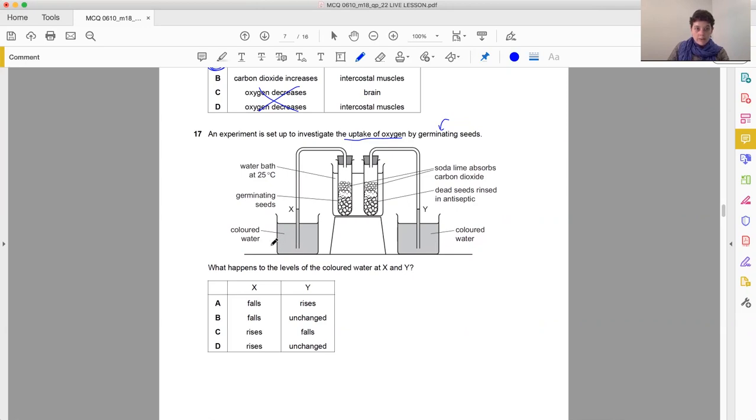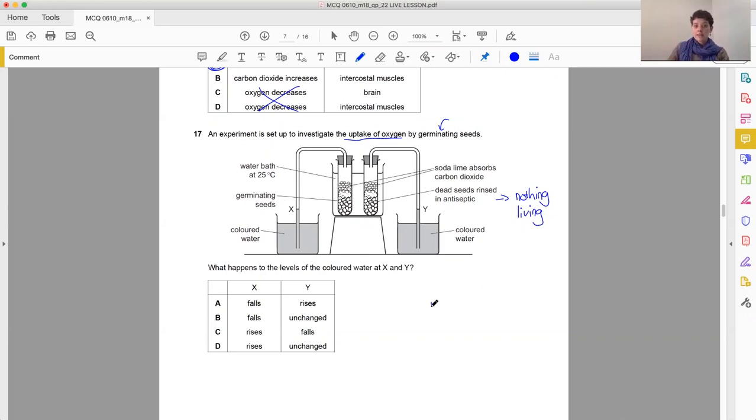On the left-hand side, we've got germinating seeds, and they're in a water bath at 25 degrees C. On the right-hand side, we've got dead seeds that are rinsed in antiseptic, so there's nothing living here. We've got soda lime absorbing carbon dioxide in both sides. So in this case, there's not going to be any output of carbon dioxide affecting any gas level. So the only thing we're looking at is uptake of oxygen.